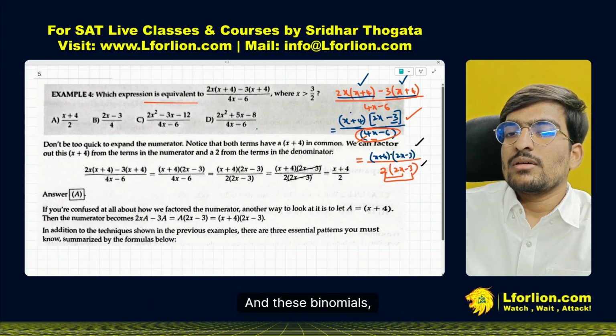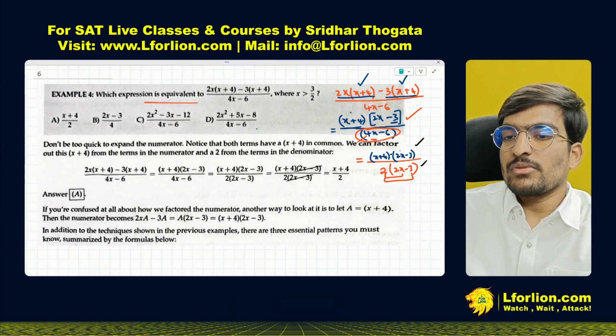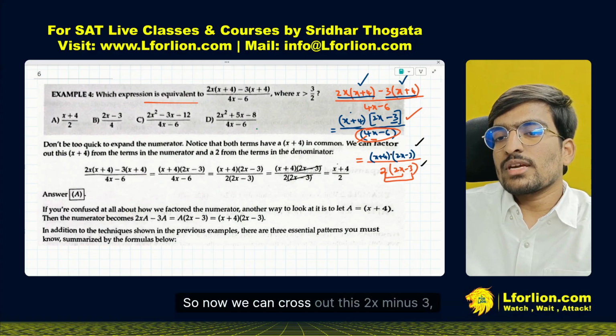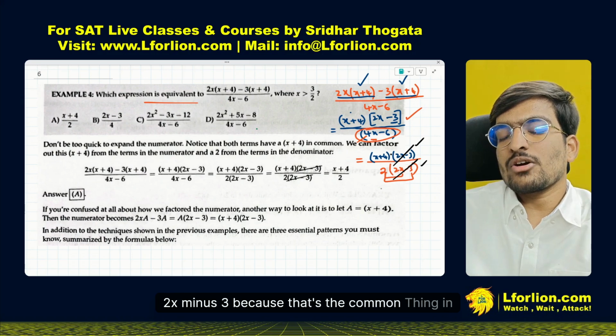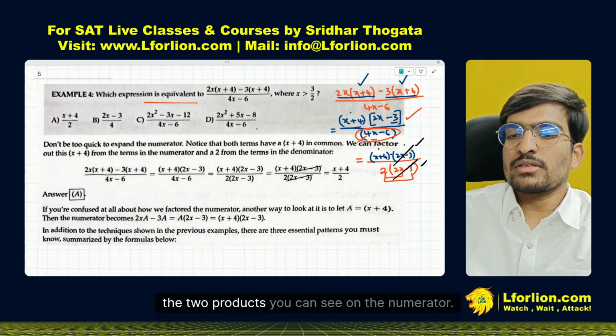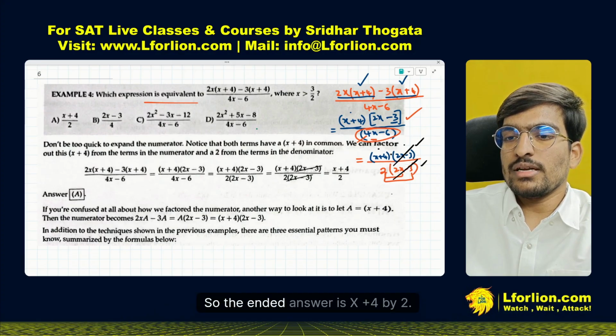And these binomials, why I'm saying binomials, because this one term, two term, one term, two. So two binomials are there. So now we can cross out this 2x minus 3, 2x minus 3, because that's the common thing in numerator and denominator with the products. The two products you can see on the numerator. So the end answer is x plus 4 by 2.